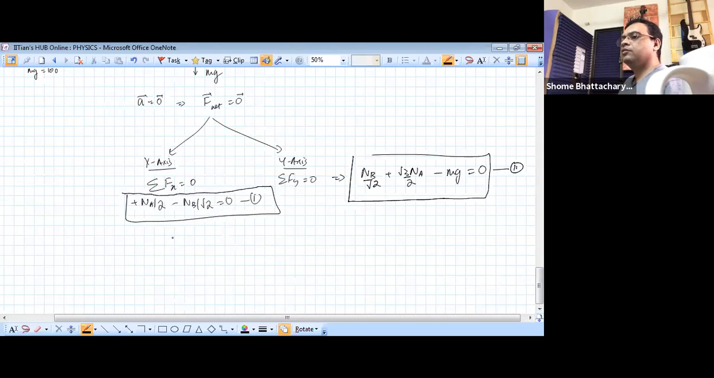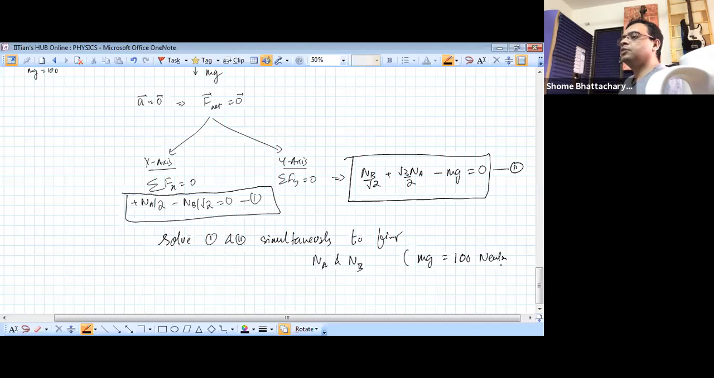Now the next step: we have to solve equations 1 and 2 simultaneously to find the unknown quantities NA and NB. Remember that mg is already known to us, it is 100 newtons. So in the above equations, we have only 2 unknowns and we have 2 equations.